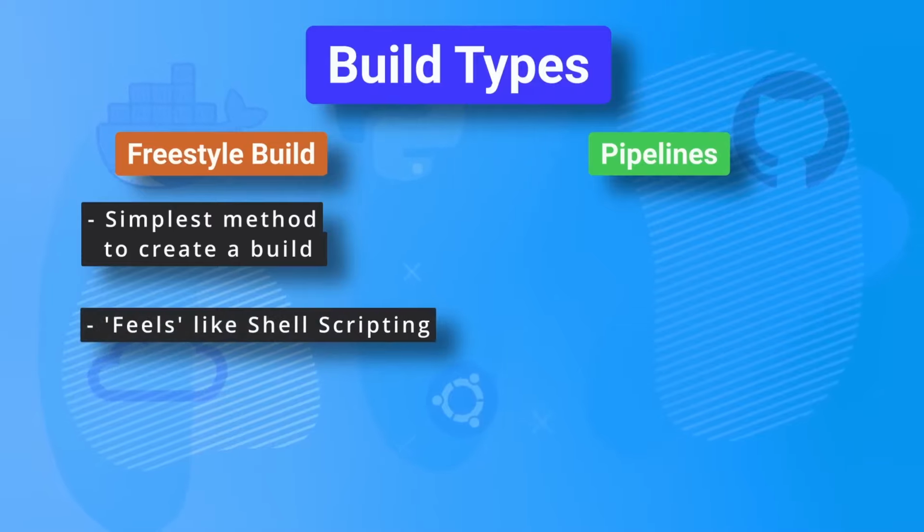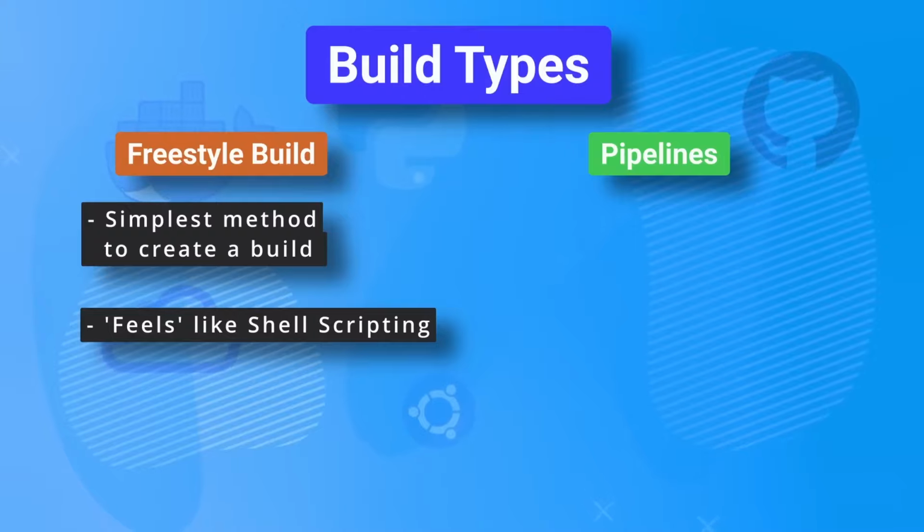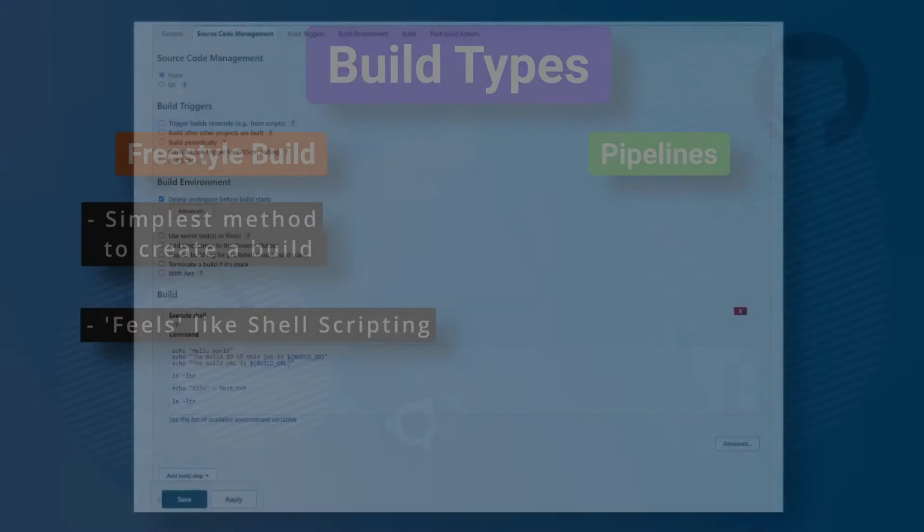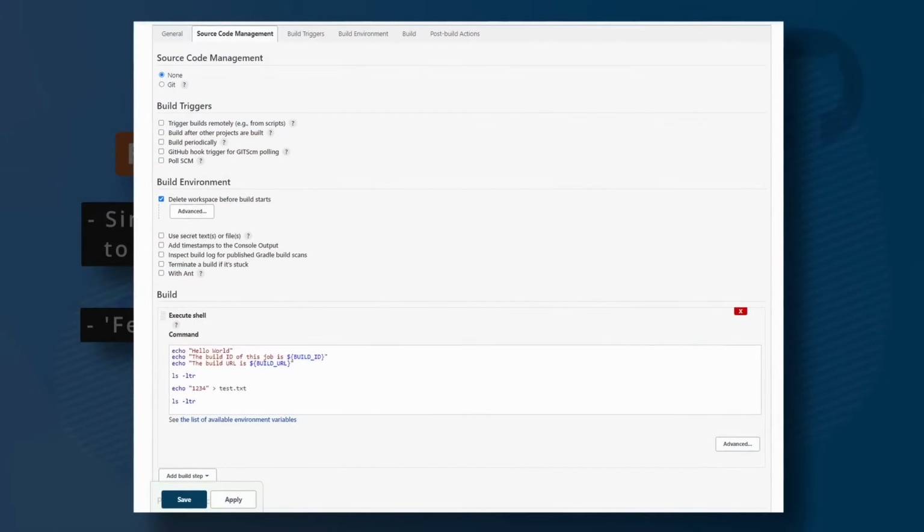Basically, just think of them as shell scripts that will be run on a server that can be triggered by specific events, like a developer making a commit to a GitHub repository. Freestyle projects are easy because you can use the UI and plugins to manage just about anything in the build.